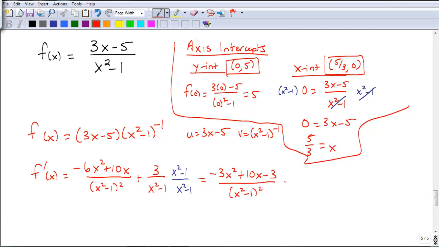And just for complete clarity, you can factor this, and it's a little easier to plug things in if you factor it. So I'm going to write it in factored form. The top factors into (negative 3x minus 1) times (x minus 3) over (x squared minus 1) squared. This is the easiest to work with. I had to do a lot of algebra to get there.